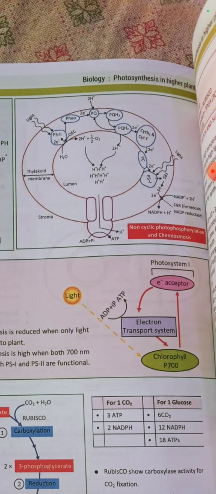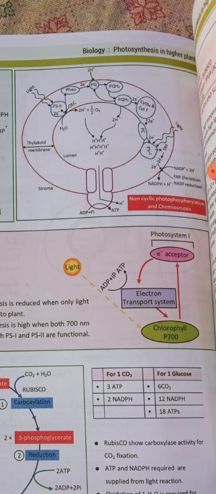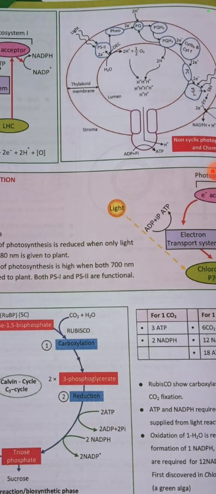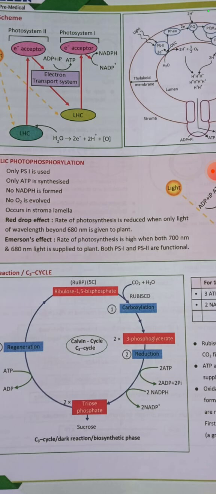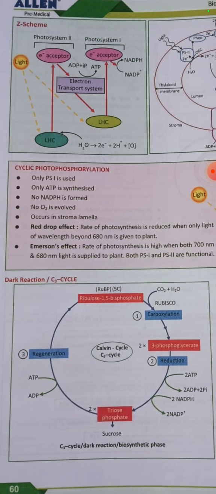Next, this is non-cyclic photophosphorylation and chemiosmosis. For one CO2, next is the C3 cycle, dark reaction or biosynthetic phase. RuBP to 3-phosphoglycerate through carboxylation, then 3-phosphoglycerate to triose phosphate through reduction, triose phosphate to RuBP through regeneration.